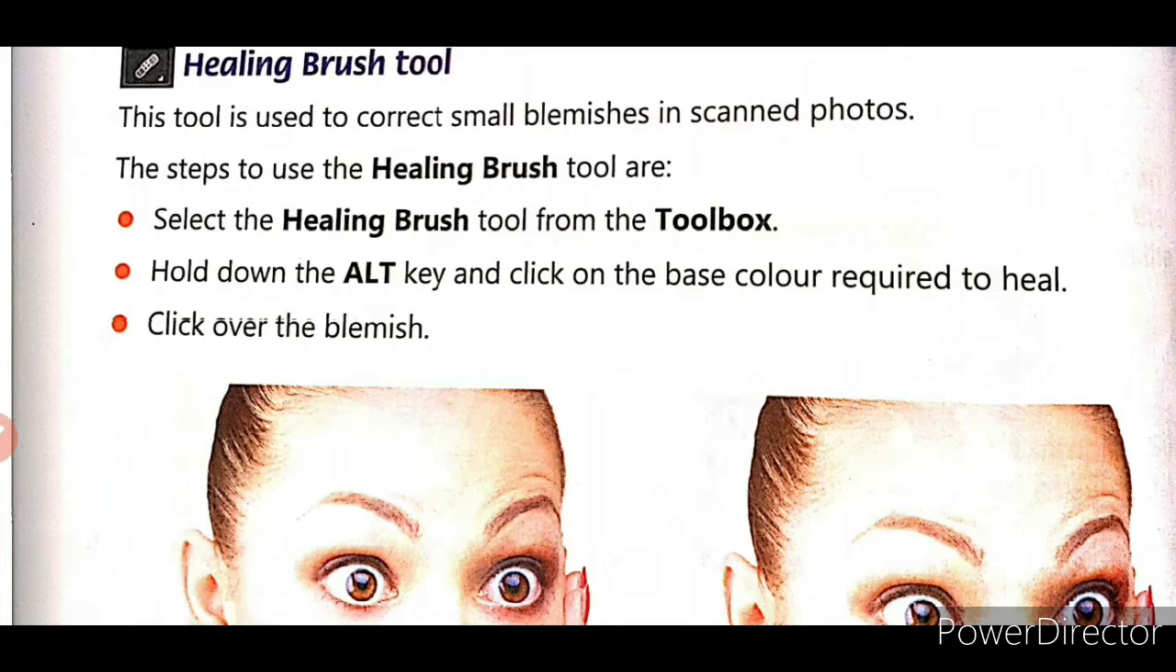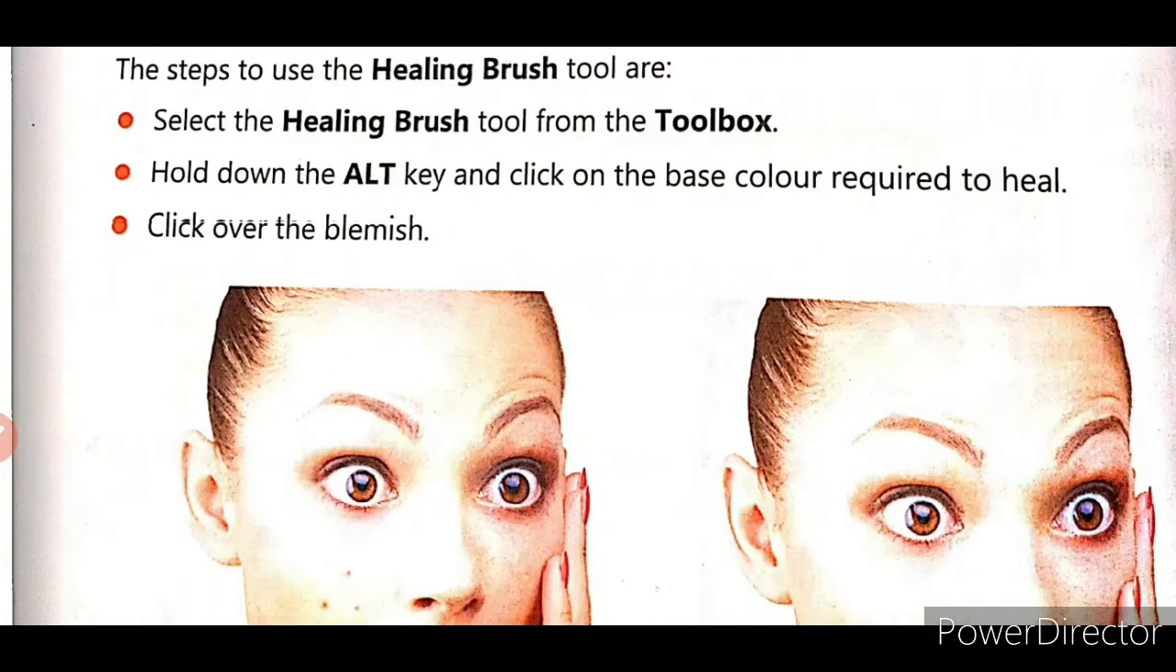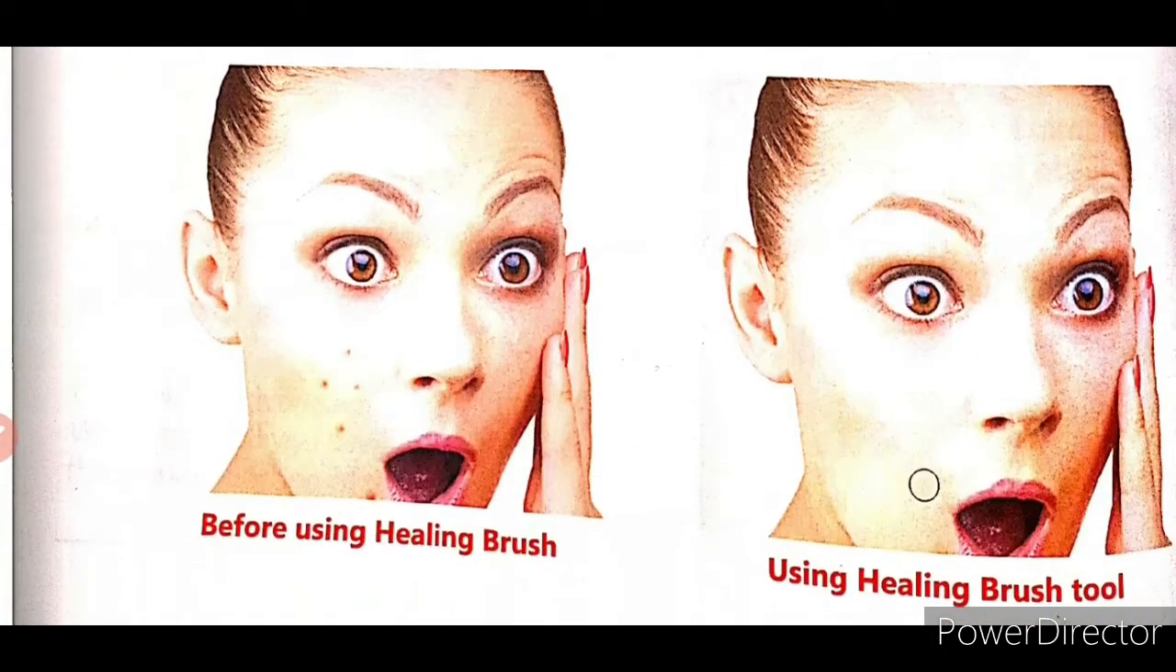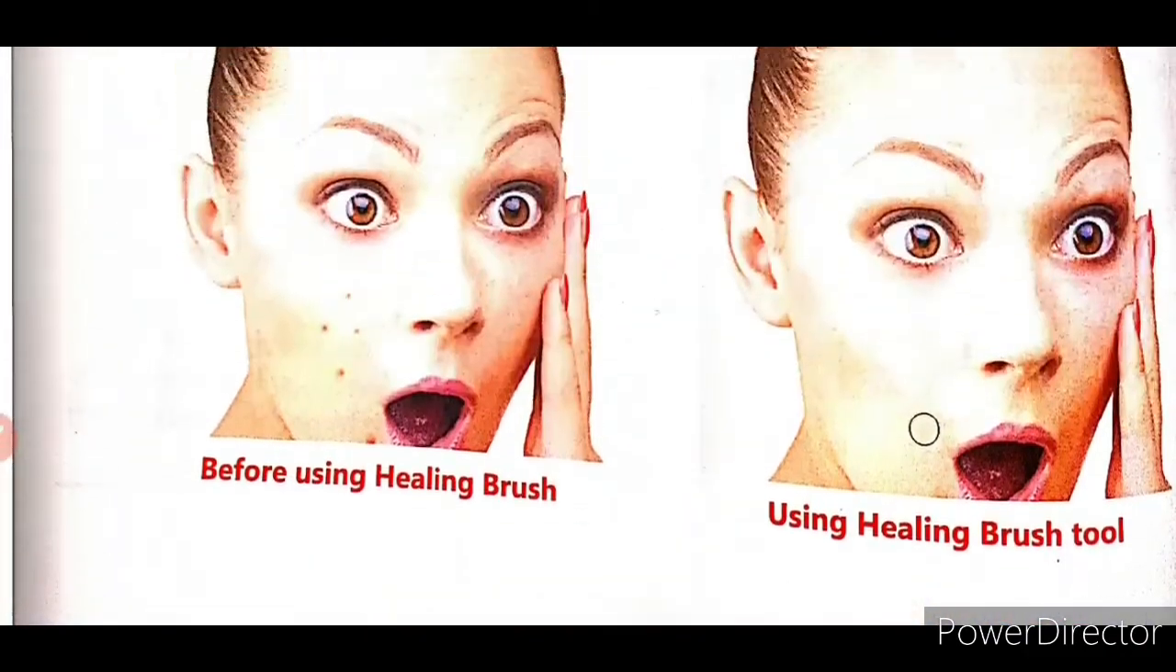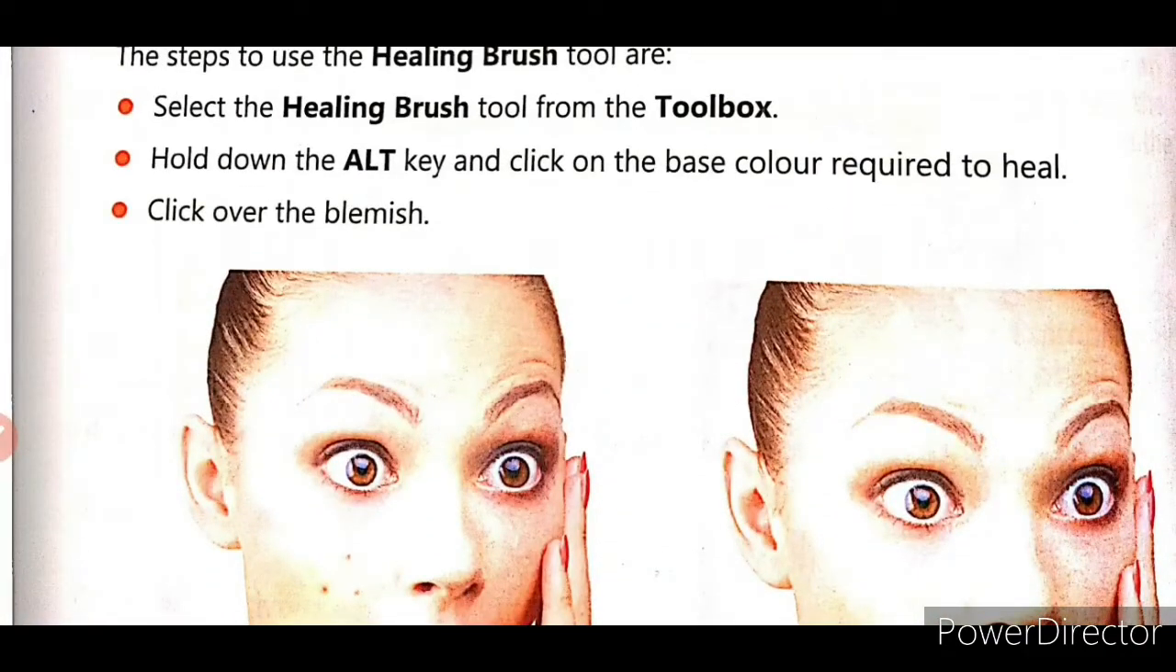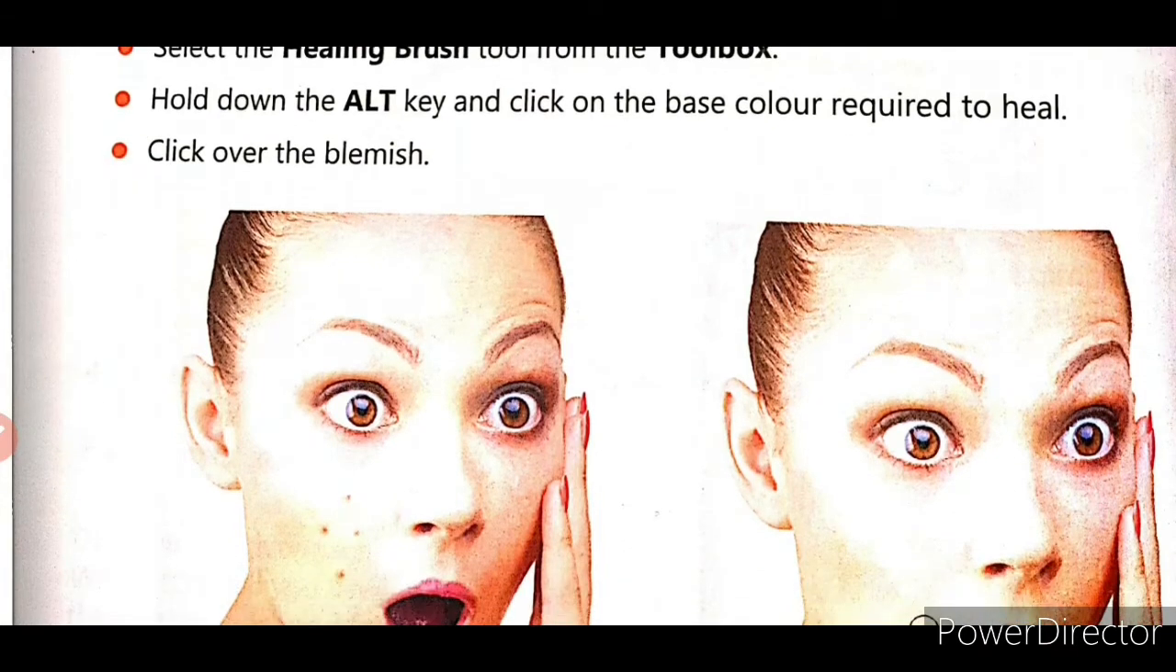Select the healing brush tool from the toolbox. Hold down the Alt key and click on the base color required to heal. Click over the blemish. See? So using this healing brush tool, we are going to remove the blemishes. First, from the toolbox, you need to click the healing brush tool. Then what is the second step? Hold down the Alt key. You will be finding the Alt key on your keyboard.